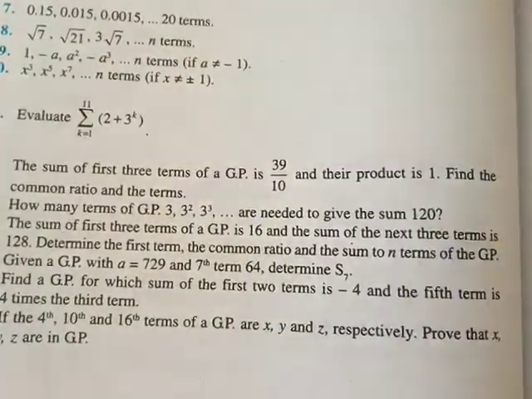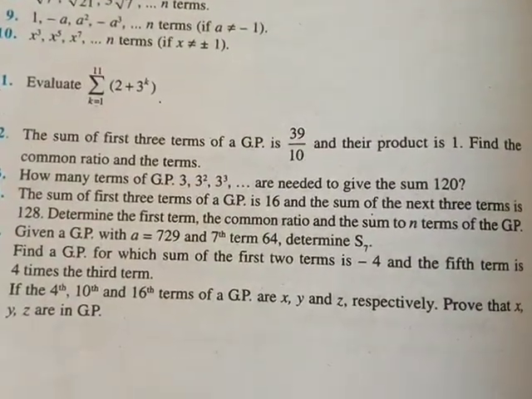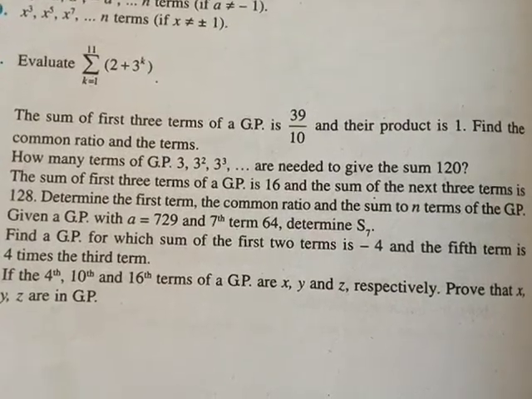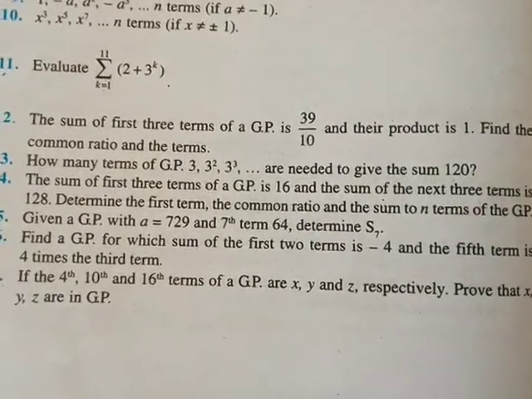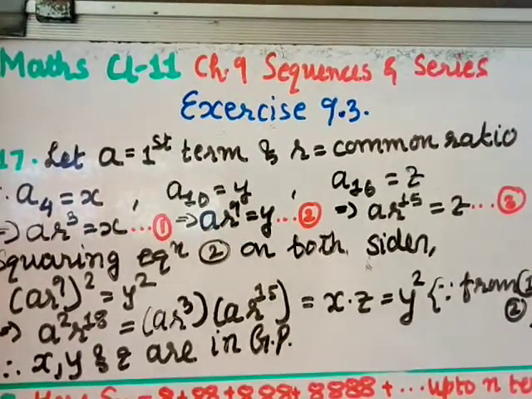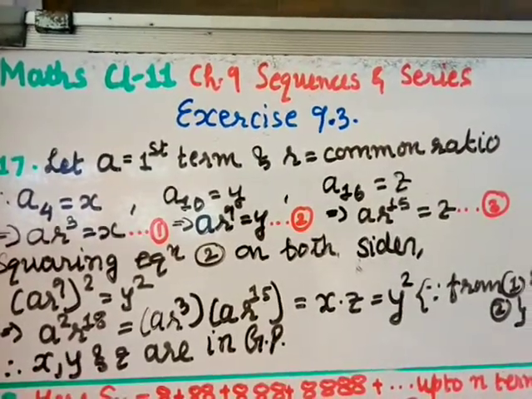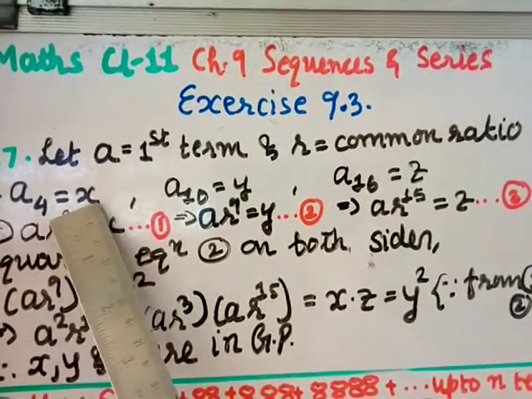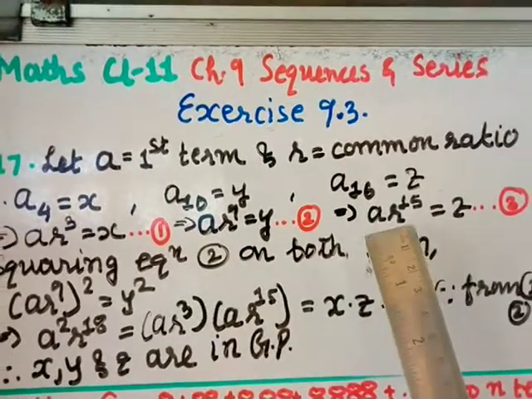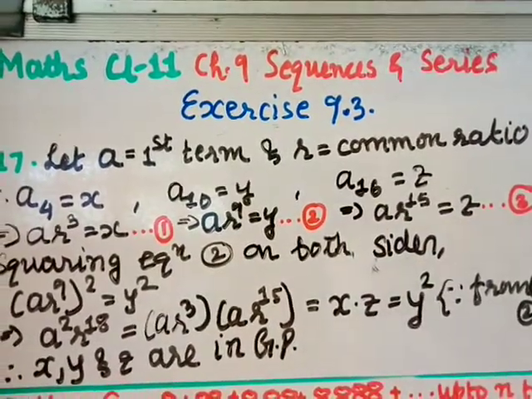Question number 17. If the 4th, 10th and 16th term of a GP are x, y and z respectively, prove that x, y and z are in GP. Let a be the first term and r be the common ratio. Then we are given that the 4th term, a4, equals x, the 10th term, a10, equals y, and the 16th term, a16, equals z. Okay, given in the question.